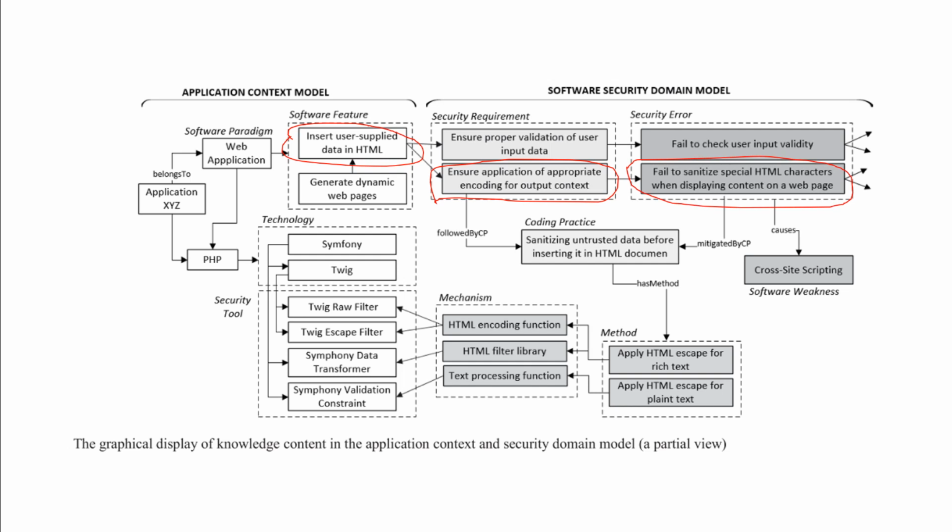Furthermore, the software development team can know the possible security errors associated with the software feature. Subsequently, construction practices are set up by the application's programming language, technologies, and relevant security tools. Thus, software engineers can get practical and concrete solutions according to the application's technology.